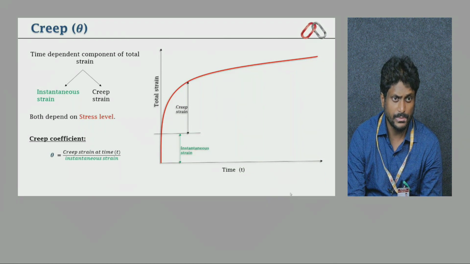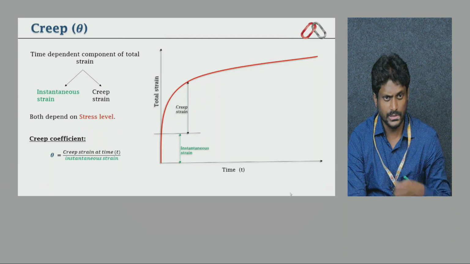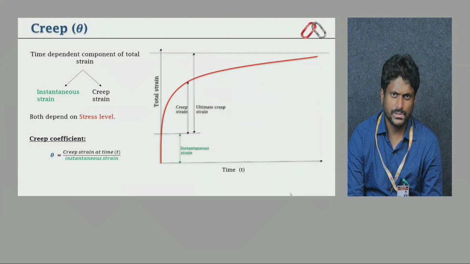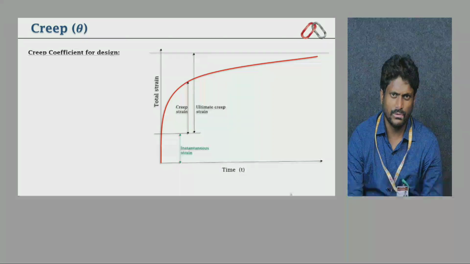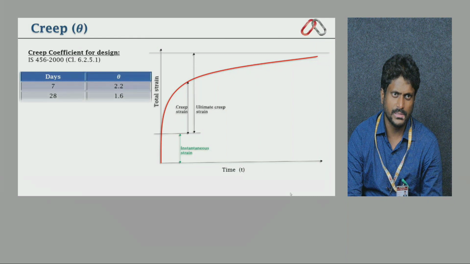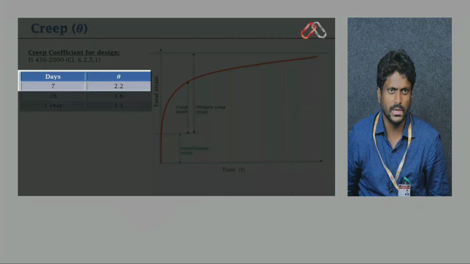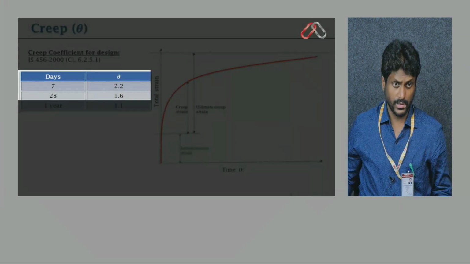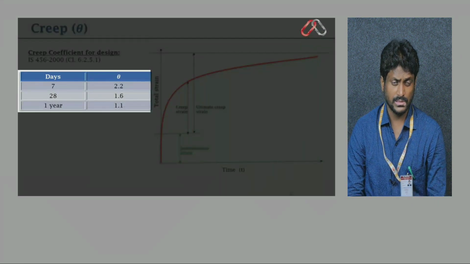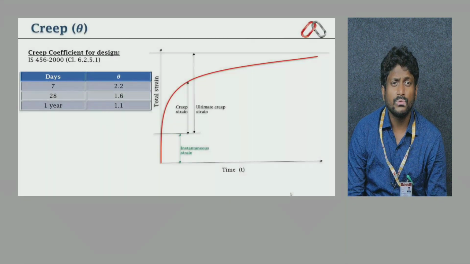Of course there is a creep coefficient given in the code book, that is the creep strain at time t divided by the initial strain. So there is an ultimate creep strain, you can see in the graph. As per code, the creep coefficient for design is from IS 456:2000 clause 6.2.5.1. For 7 days, 28 days and 1 year, the theta values given are 2.2, 1.6 and 1.1.